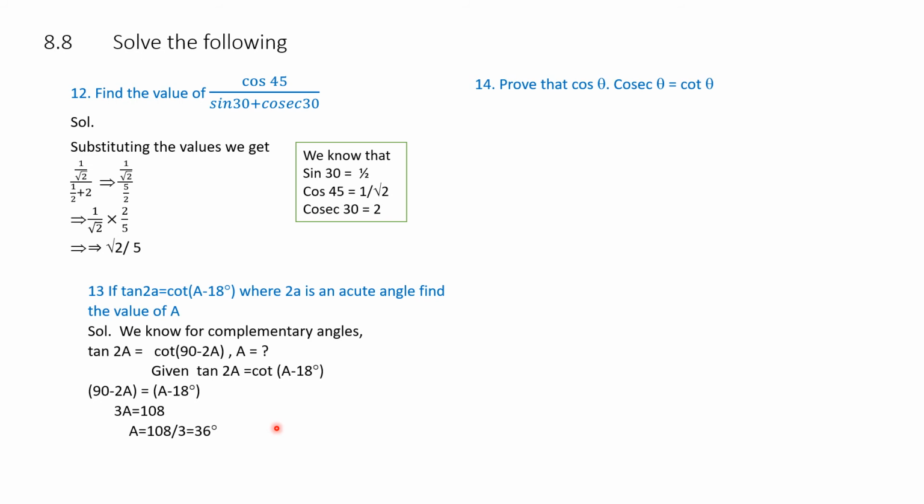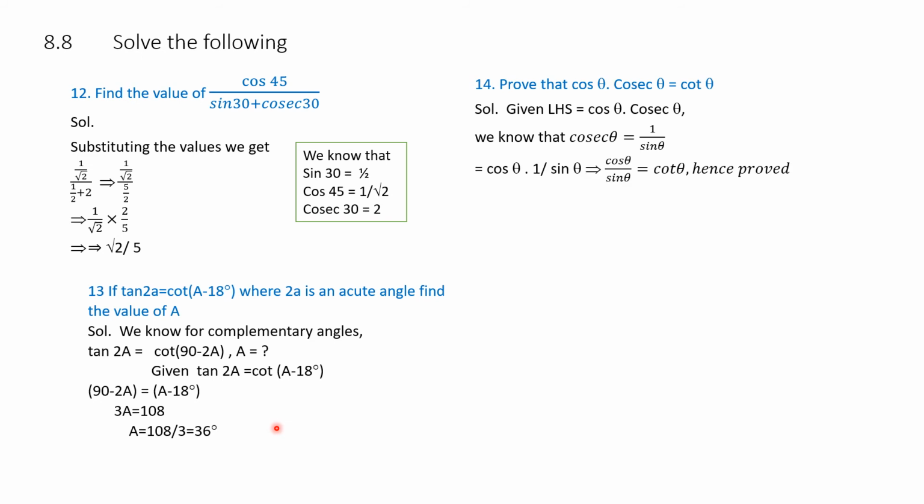Problem number 14. Prove that cos theta into cosecant theta is equal to cot theta. Given left hand side, cos theta into cosecant theta. We know that cosecant theta is equal to 1 over sin theta. Therefore, cos theta into 1 over sin theta is equal to cos theta divided by sin theta, that is equal to cot theta. Hence, it is proved.